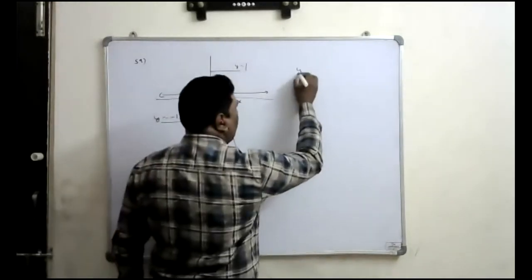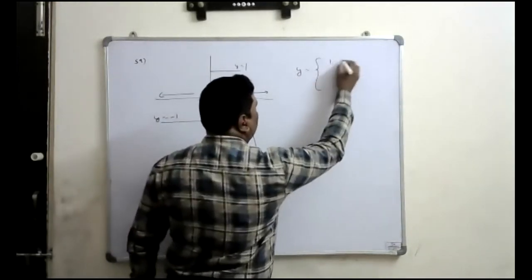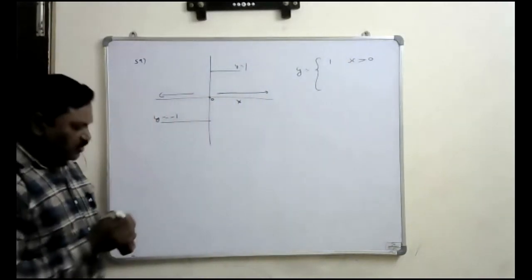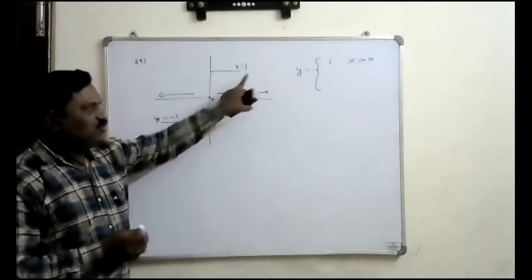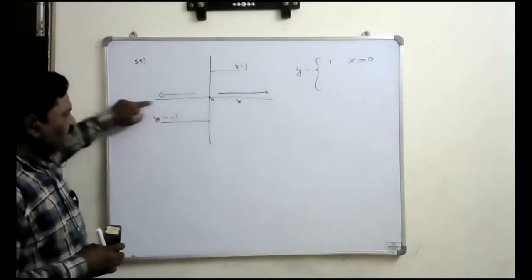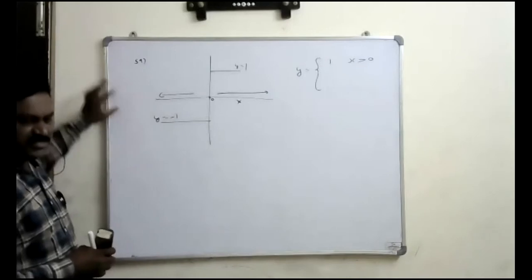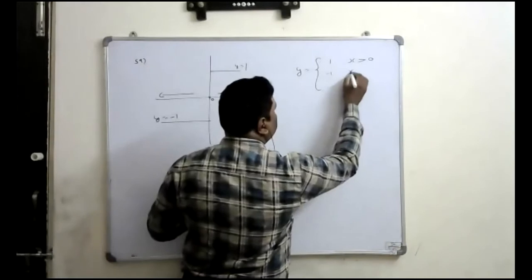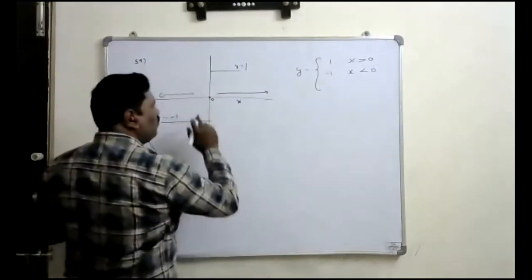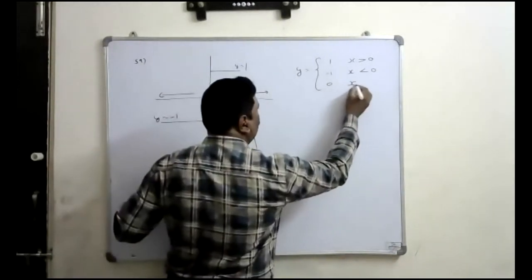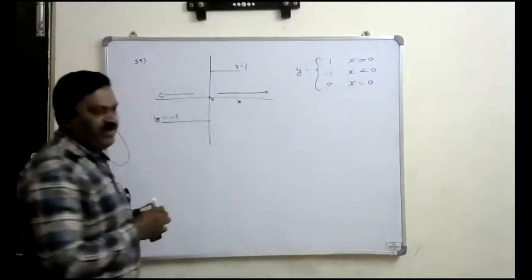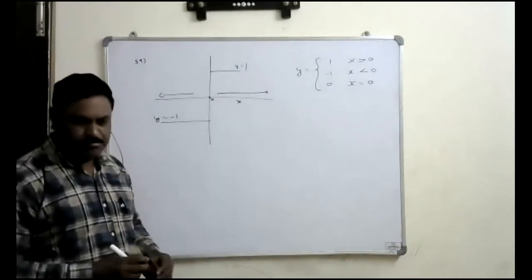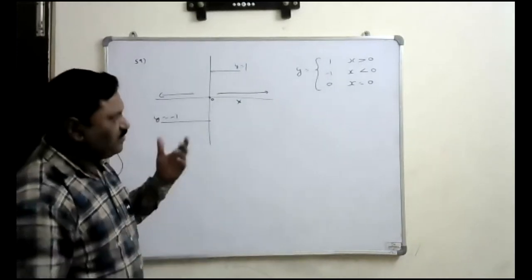This function you can write like this: y is equal to 1 when x is positive. For all the positive values of x, y is equal to 1. For all the negative values of x, y is equal to -1. And when x is equal to 0, y is equal to 0. So this is the function they have given in graphical form, right? Now tell me which function it represents.